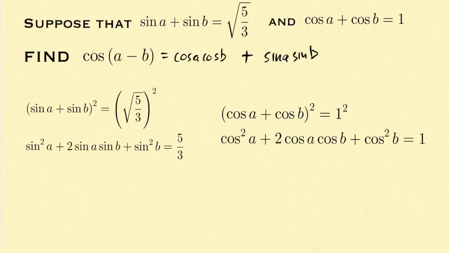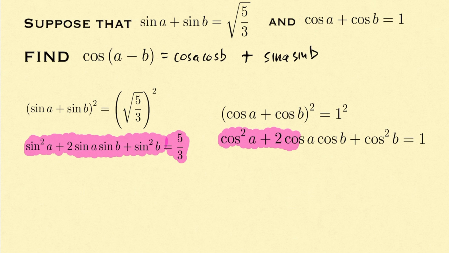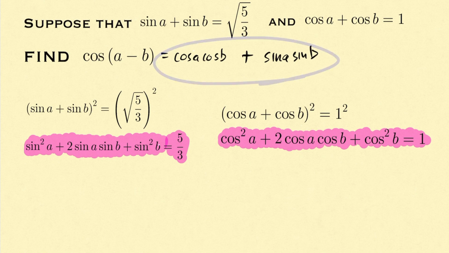Squaring both sides here, you end up getting sine squared A plus 2 sine A sine B plus sine squared B is equal to 5/3. Doing the same thing for our cos of A plus cos of B formula, we get cos squared A plus 2 cos A cos B plus cos squared B is equal to 1. The idea here is we want to find out what this expression is equal to.